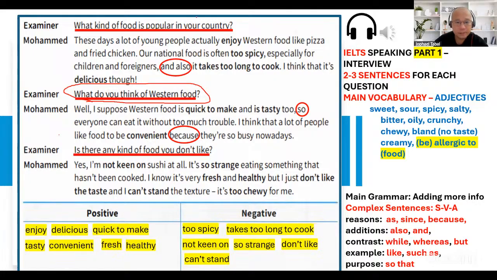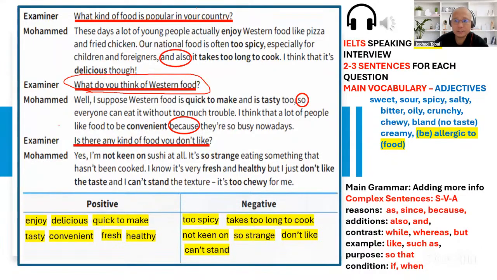Let's hear from Shang. Shang, you finished? Question number two, right? And question one. How about Ming? Ming, did you finish all questions? Yes, teacher. Right, so let's talk about food. Ming, what kind of food is popular in your country?